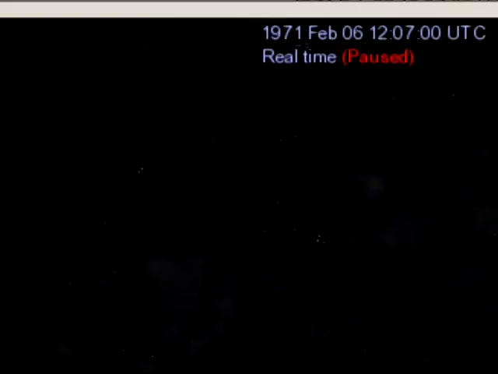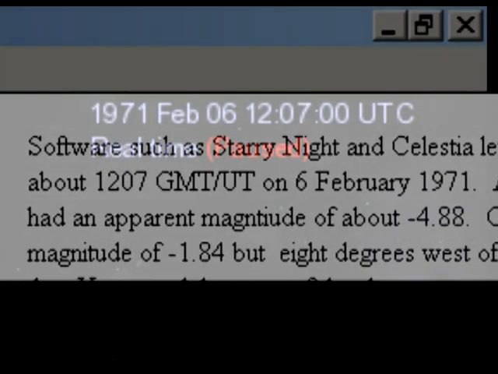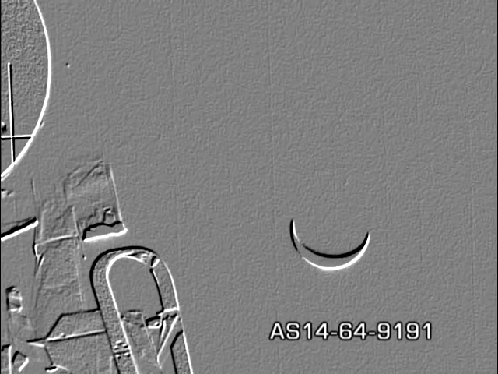Again, if we look at Celestia's timer, we can see we are situated in the same time when Shepard supposedly took these photos. So why are the views of Earth and Venus clearly not matching up?